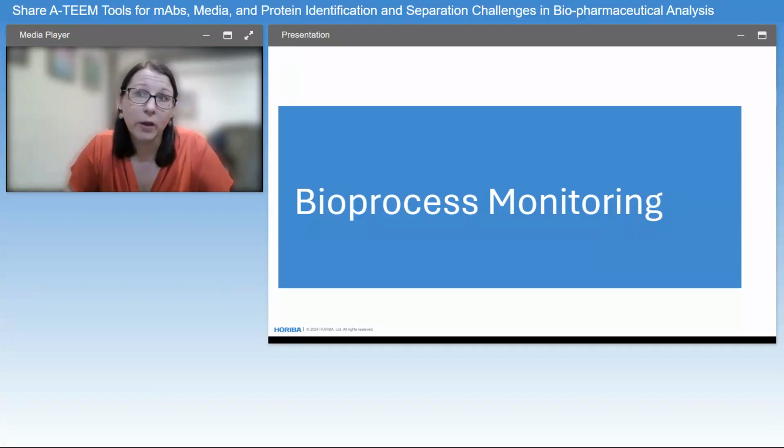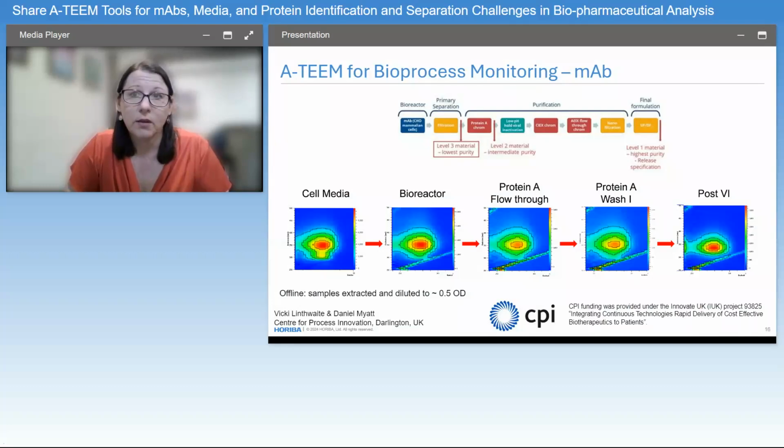So first, A-TEEM is really well suited for bioprocess monitoring, where cells are grown in media for production of some biological target product. And so here, this data is shown from a project with Innovate UK, Center for Process Innovation. And A-TEEM is used to monitor the bioprocess steps from cell media to the bioreactor phase, to different flow-throughs, and wash steps as well. And because A-TEEM is based in fluorescence spectroscopy, as I said, it's both sensitive and it's selective for each step of the process. So you can see how your solutions are changing as you go through the different steps of the bioprocess.